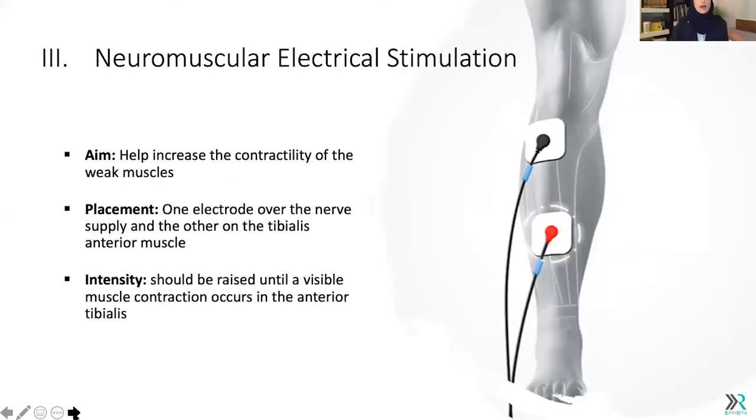So functional electrical stimulation or neuromuscular electrical stimulation can help generate and increase the contractility of the weak muscles to some extent, especially in the tibialis anterior muscle. One electrode should be placed over the nerve supply and the other electrode over the tibialis anterior muscle. And the intensity should be raised until a visible muscle contraction is seen in the anterior tibialis.